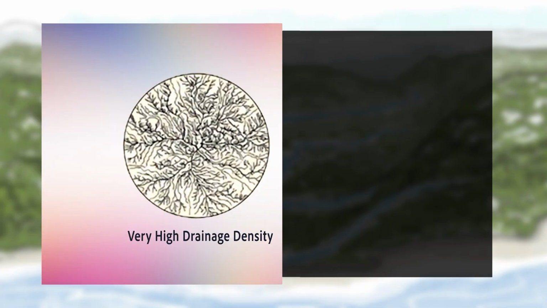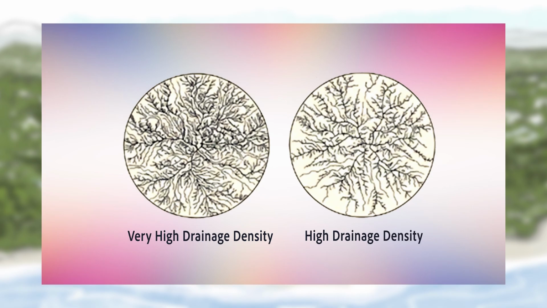Moderate drainage density, between 2 to 4 km per square kilometer, reveals moderate slope, moderate soil permeability, and balanced infiltration and runoff. High drainage density, greater than 4, shows impermeable rocks or soil, steep terrain, high runoff, low infiltration, and an arid or sparsely vegetated area. It also indicates mature and highly dissected terrain in the watershed.